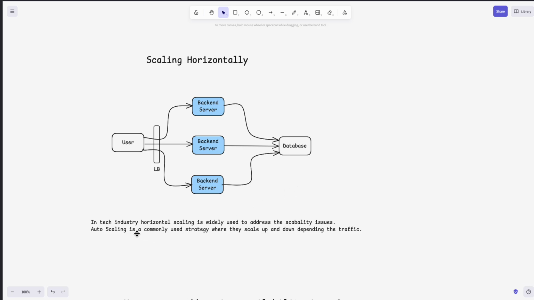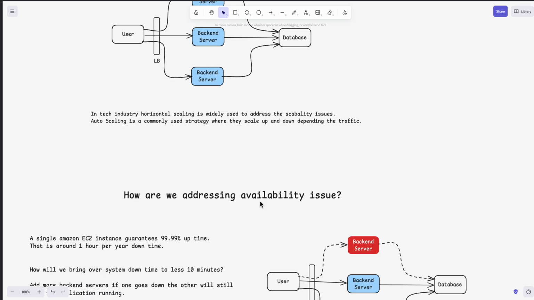And auto scaling is a common strategy which most tech companies use. They set some rules saying that if the CPU utilization of all these three servers goes beyond 50%, then add one more backend server. Or if the CPU utilization is not that high, then just remove one of the backend servers from the cluster. That's how they scale up and down depending on the traffic. It is one of the best strategies to scale your systems up and down.